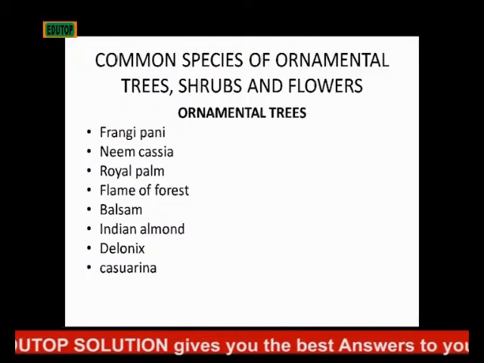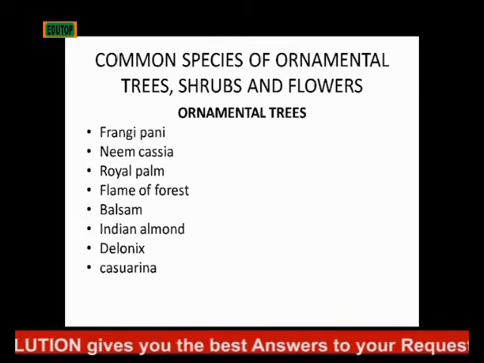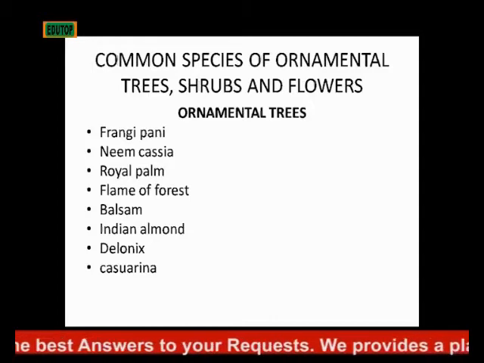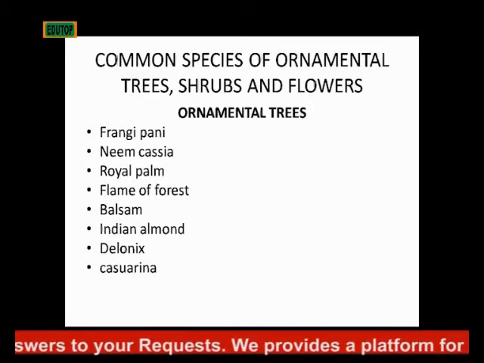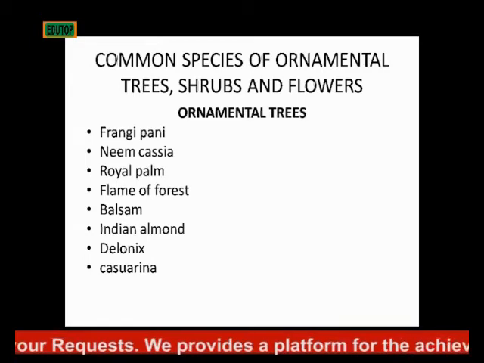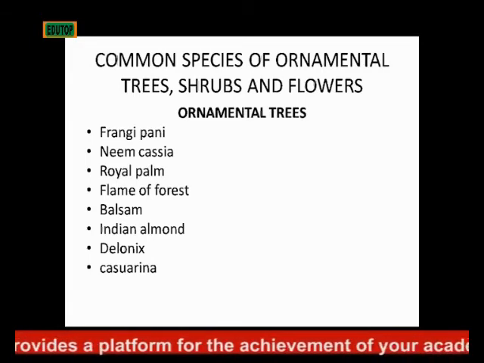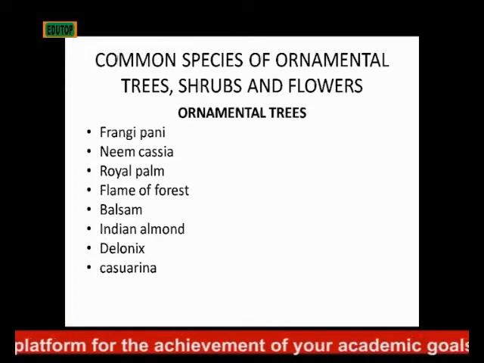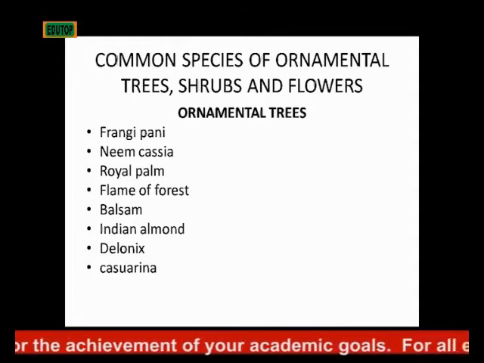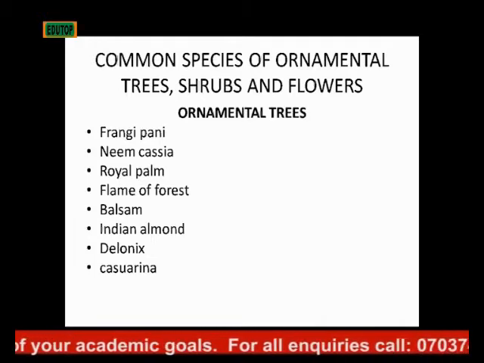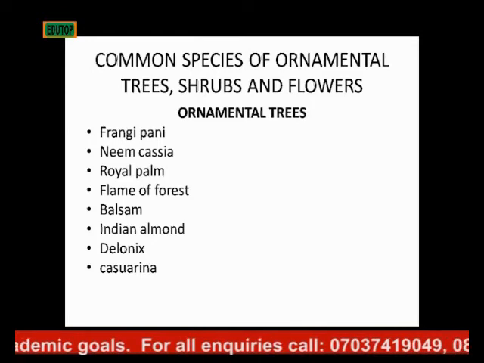Now, the common species of ornamental trees, shrubs, and flowers. I'll just be mentioning some of them, and then you just see their pictures here. So, ornamental trees. Trees that are ornamental, we have the frangipani, the neem, cassia, royal palm, and sarcina around you. Then flame of the forest, that is also common. Balsam, Indian almond, Delonix is also a common one. Then casuarina is also another ornamental tree.